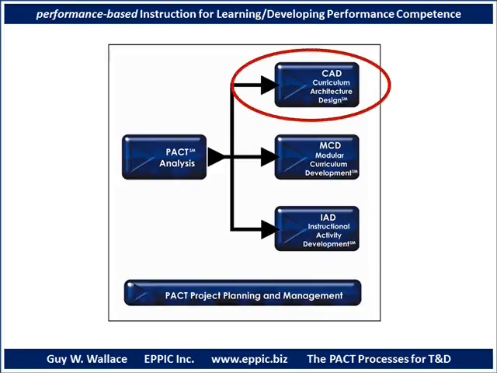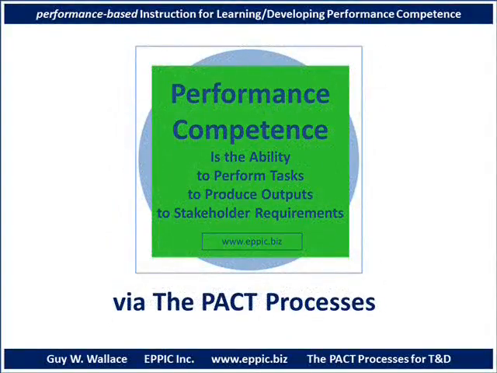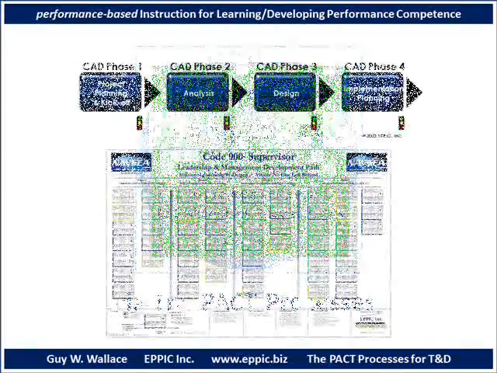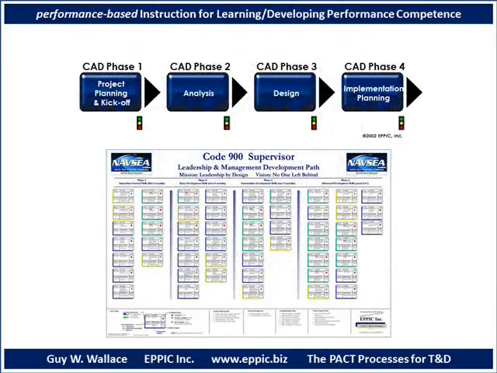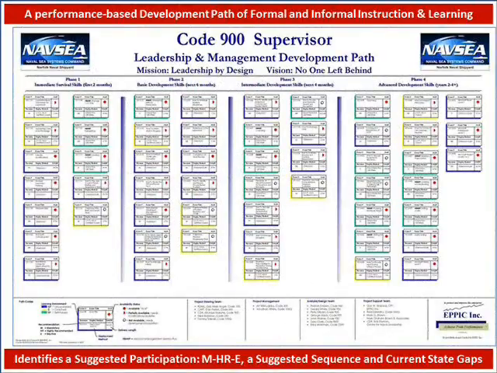Let's talk about curriculum architecture design. All of this leads to performance competence, which we define in the PACT processes as the ability to perform tasks, to produce outputs to stakeholder requirements. Curriculum architecture design is a 4-phase process. One of the key outputs produced is a training and development path, or a learning path, or a development path, or a development roadmap. It's been known by various names over the years, going back to 1982 when I did my first project.